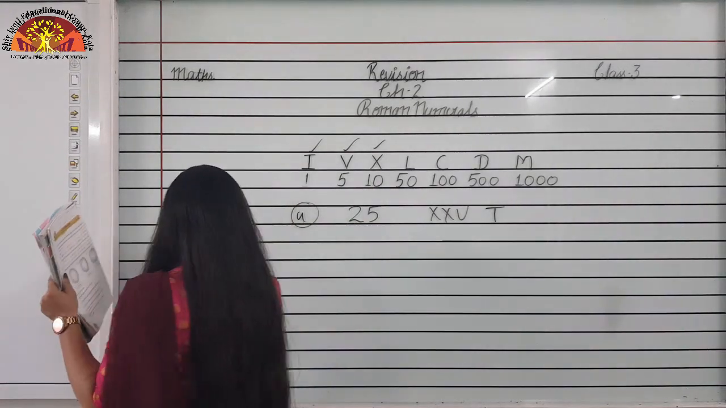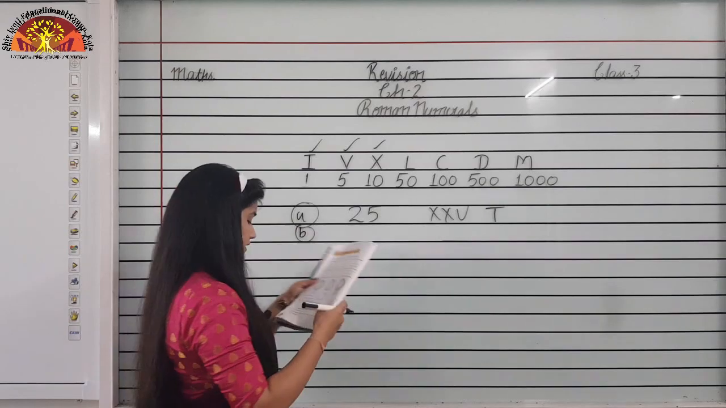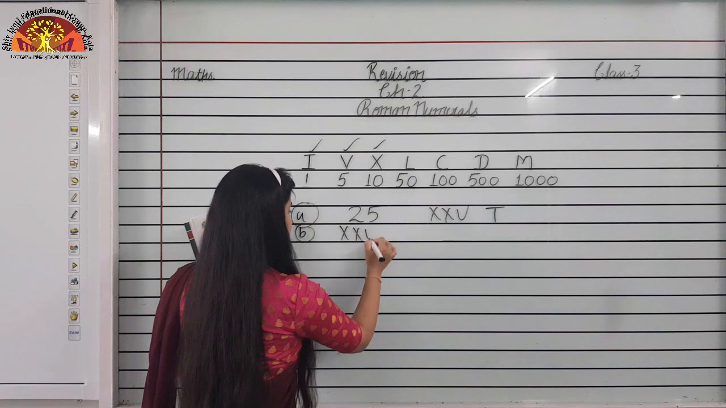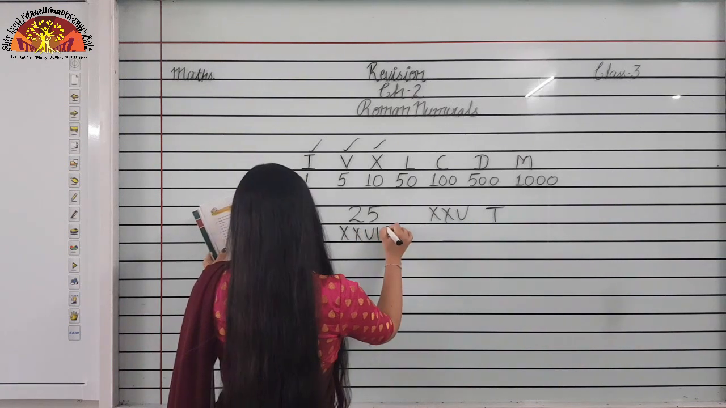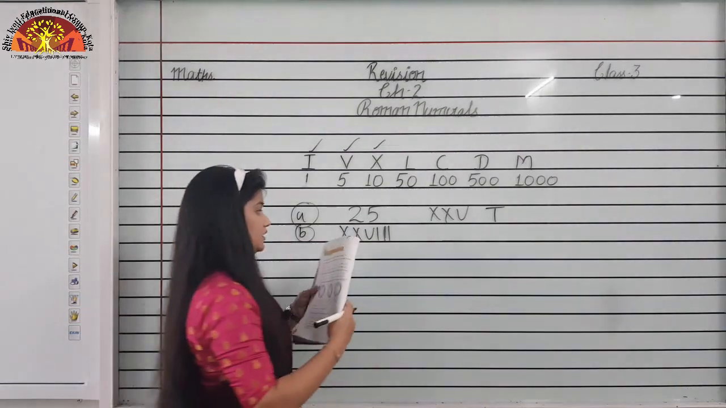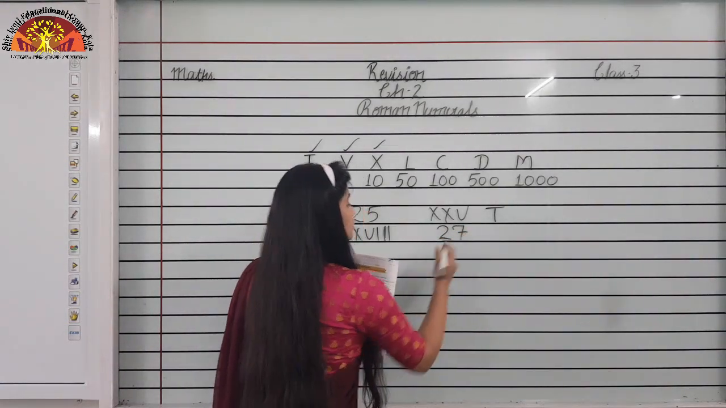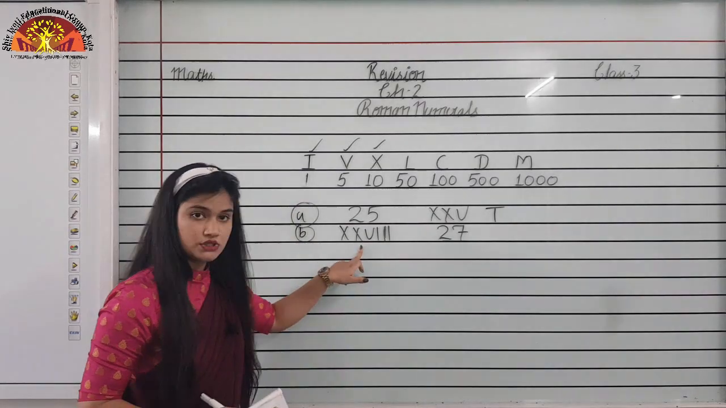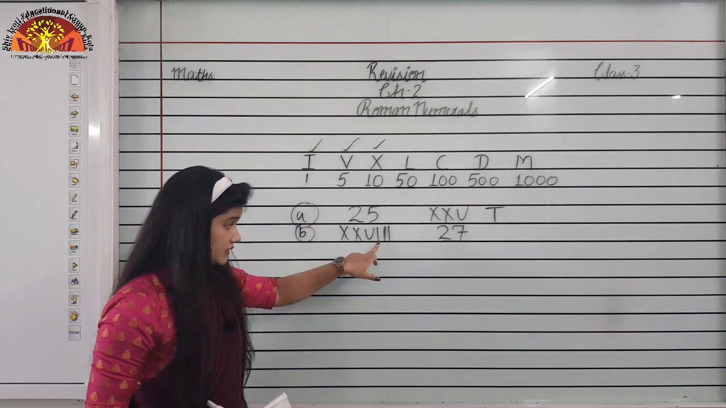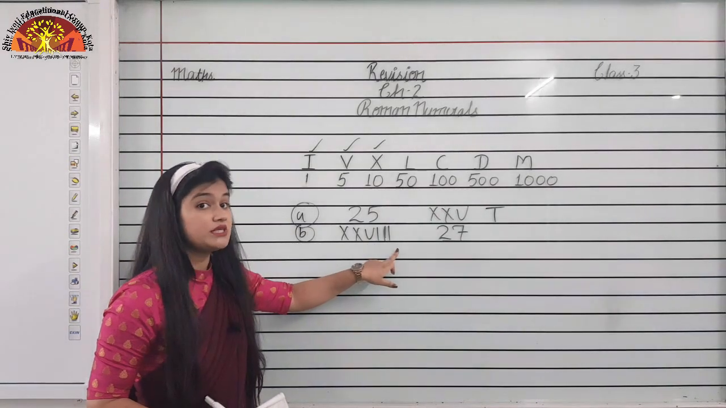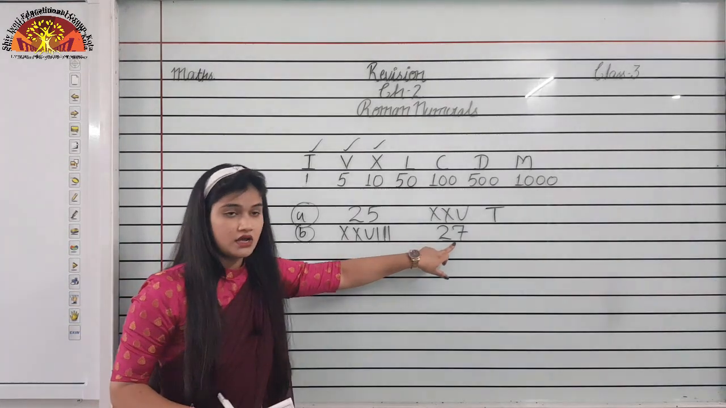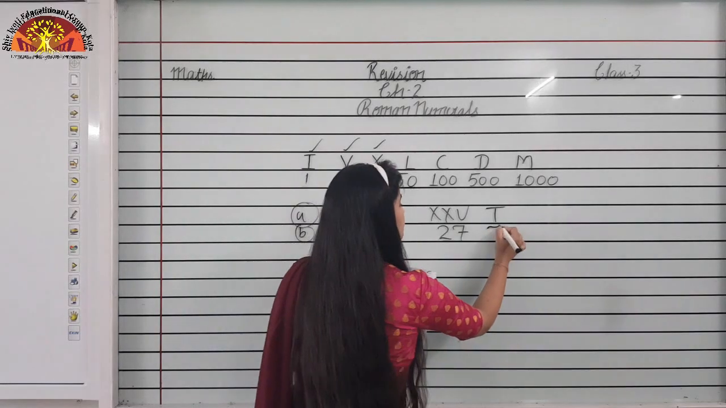Now we see the next one, that is the B part, and the B part is: the Roman numeral XXV and 3 times I represents the number 27. So look here, students, XX means 20, V means 5, 20 plus 5 will be 25, and as we can see 1, 2, 3, 3 I's, it means 5 plus 3 will be 8, and here we are observing 7. Now this statement is false.